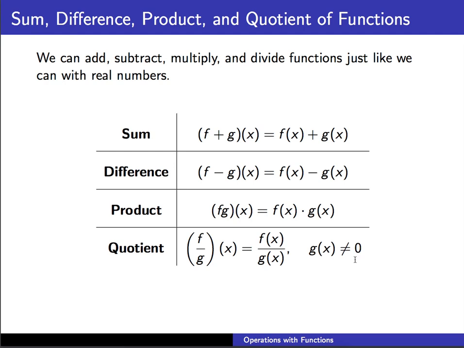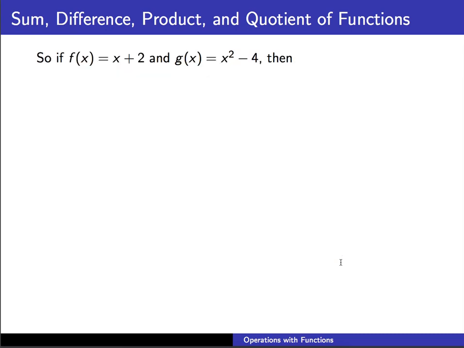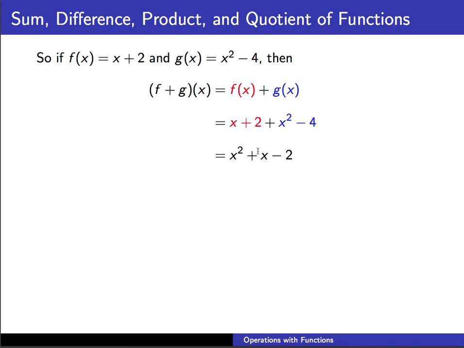So a lot of this is combining like terms, multiplying out stuff, a lot of things you've done in prior math courses, just with this new function notation. So for instance, if we have f of x equals x plus 2 and g of x equals x squared minus 4, then f plus g of x is going to be f of x, the x plus 2, plus g of x, the x squared minus 4. So combining those like terms, we get x squared plus x, and then 2 minus 4 is negative 2. So f plus g of x in this case is x squared plus x minus 2.